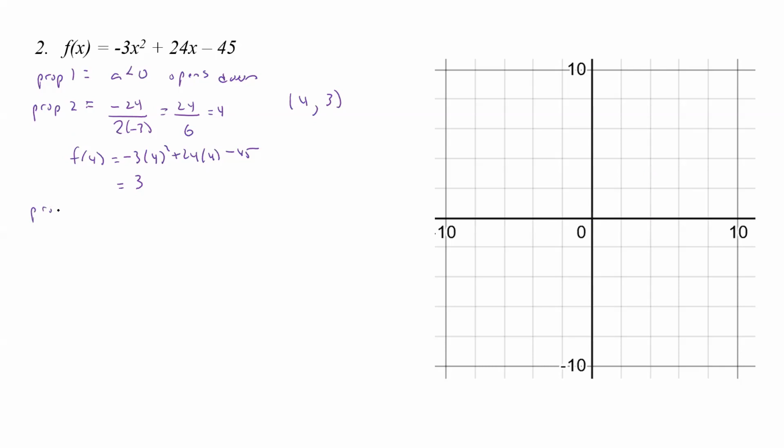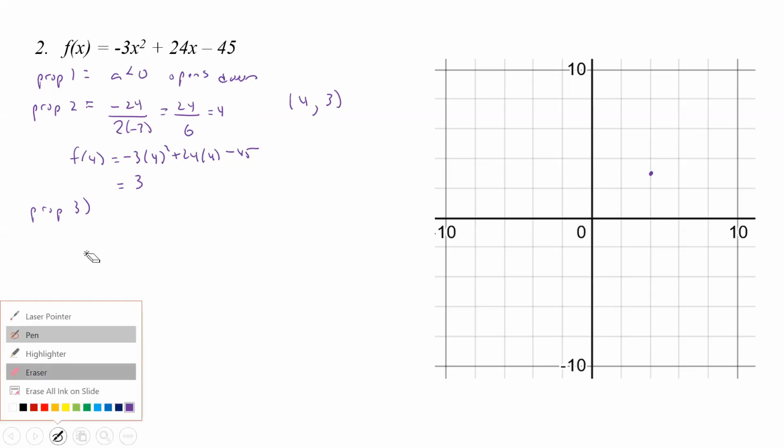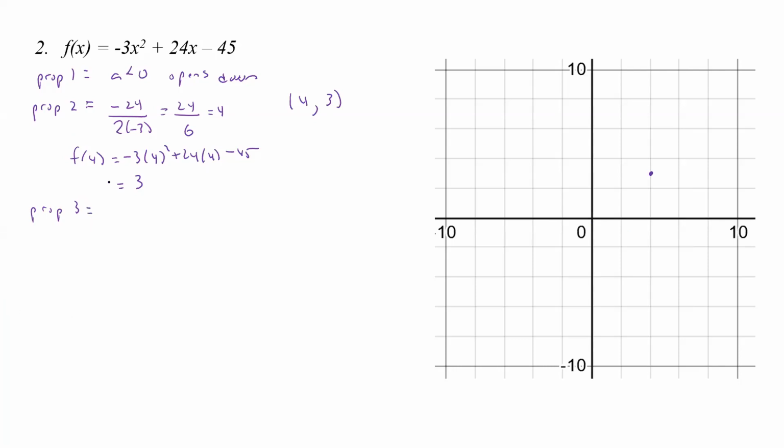Property 3. Okay, so (4, 3). Put a parenthesis instead of equals. Property 3 was that intercept, the y-intercept. And when we plug in zeros here, we get -45. So (0, -45). So this is one where it's going to be way off charts. It's not ever going to hit on our graph we can see, but it's going to be way down there.